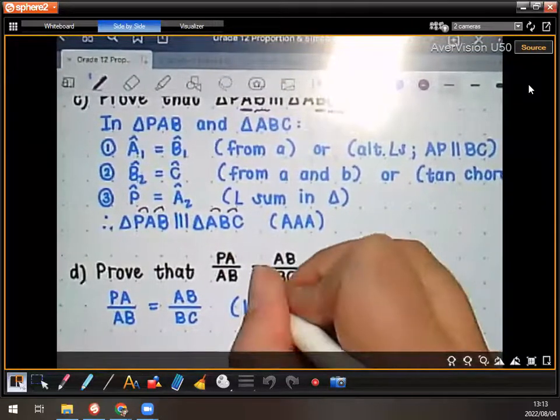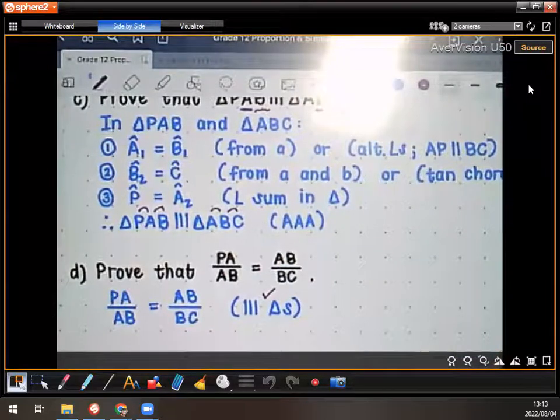Now guys, this will be a one-mark question. You'll literally just get a mark for your reading, because you don't have to do any manipulation, you don't have to move sides across, you don't have to cross multiply. It's just using your similarity statement. Okay, we'll leave that one.